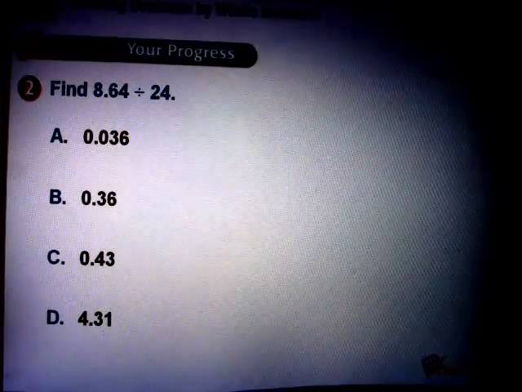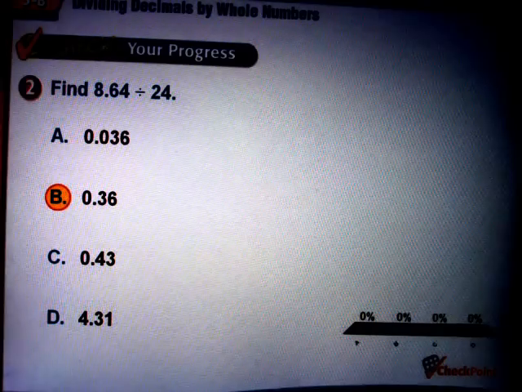Alright, so now this one you're not going to be able to just do in your head. You're going to probably have to pause the video and solve it out. But find the quotient of 8 and 64 hundredths divided by 24. Is it A, 36 thousandths, B, 36 hundredths, C, 43 hundredths, or D, 4 and 31 hundredths? And your answer is B.